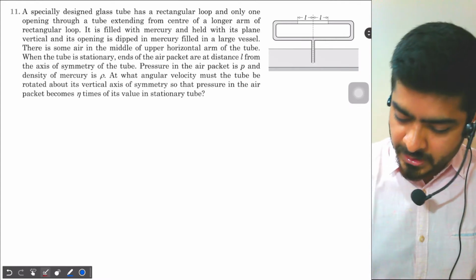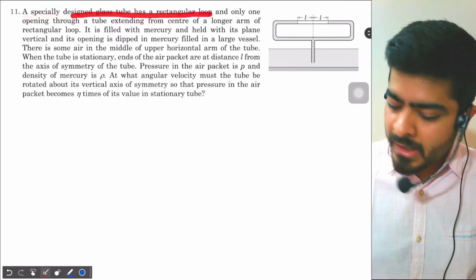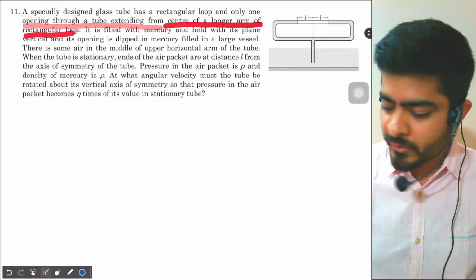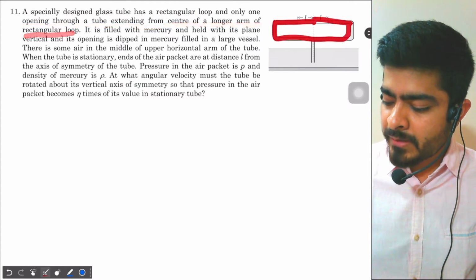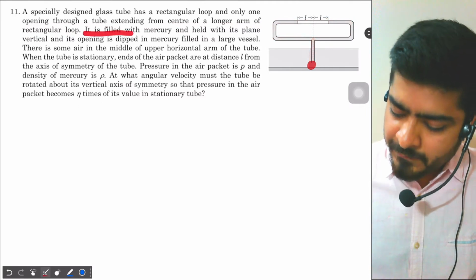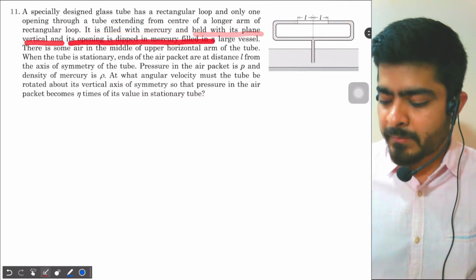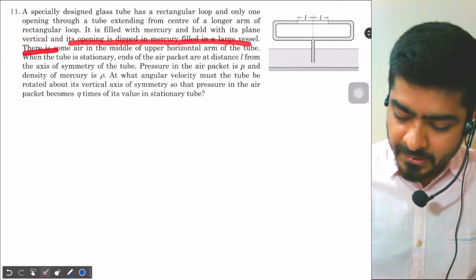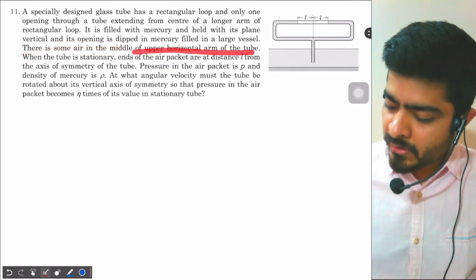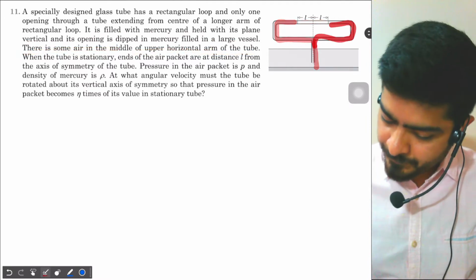Okay, so the question says a specially designed glass tube has a rectangular loop and only one opening through a tube extending from the center of a long arm of the rectangular tube. So here we have a rectangular glass tube and there's a vertical tube which is open at the bottom. It is filled with mercury and held with its plane vertical, and its opening is dipped in the mercury filled in a large vessel. There is some air in the middle of the upper horizontal part of the tube. So here we have some air and the remaining part is filled with mercury.